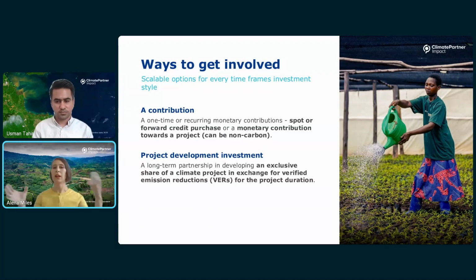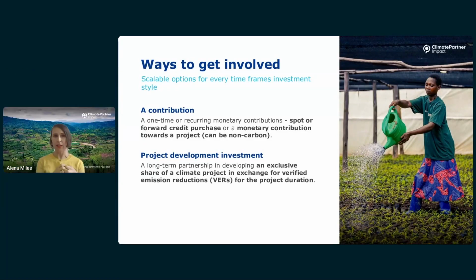So we might have, let's say, a 10,000 hectare project, and they just invest in a share of those hectares. And in return for that investment, they get full access to the carbon stream that comes from those hectares for the duration of that project.